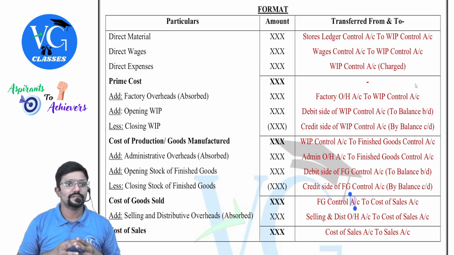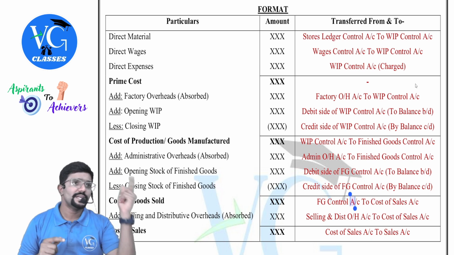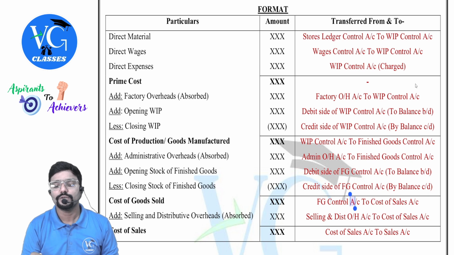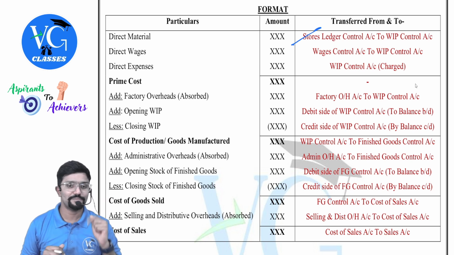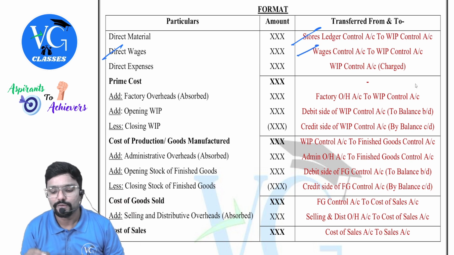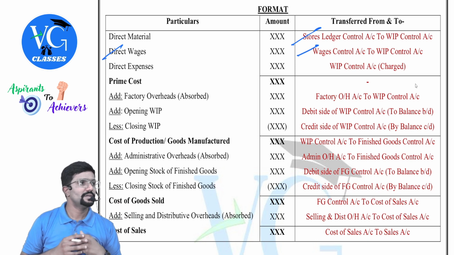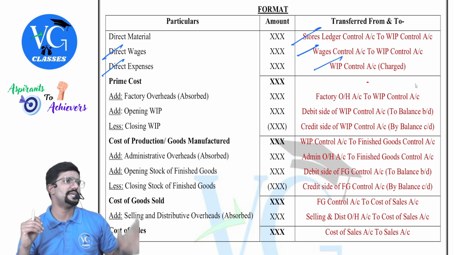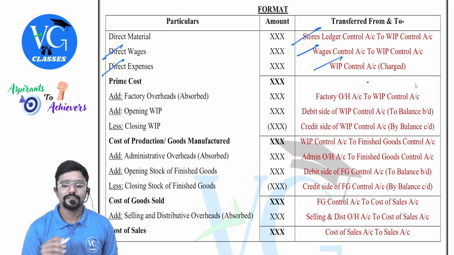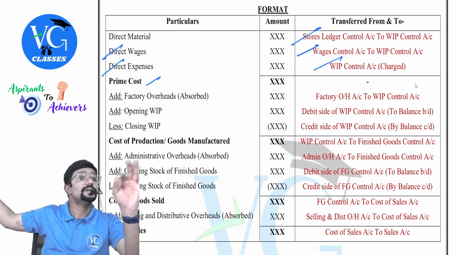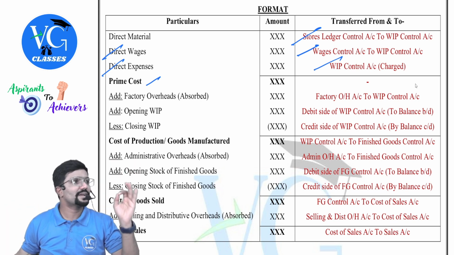Listen first. Direct material: where do you record it? In stores ledger. When you are transferring, from where to where will you transfer? Stores ledger to WIP control, direct material. Please be careful. Next, direct wages: where do you record? Wages control. Wages control to WIP control. Then direct expenses, straight away record it in WIP control account. The three of these put together is called what? Prime cost. This amount is lying in the WIP control account.